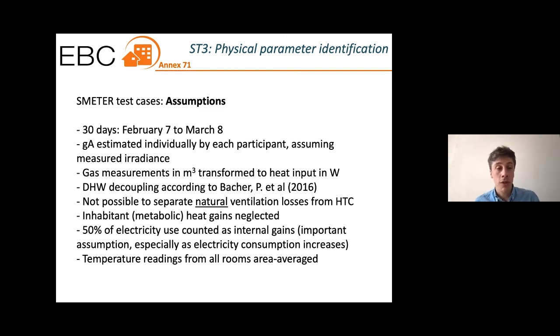We used gas measurements, the calorific value of gas, and an average seasonal efficiency of the boiler to come up with the heat input, the power input. The domestic hot water was not measured separately, but we decoupled it based on a method that is laid out by Bakker, Peter, and his colleagues. It was not possible in this case to separate natural ventilation losses from the heat transfer coefficient, and we neglected metabolic heat gains due to participants.